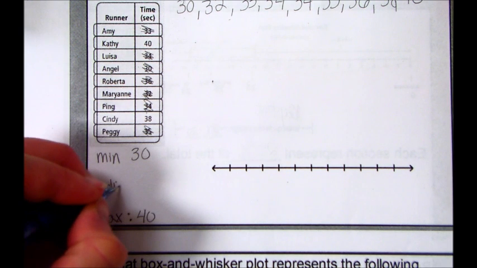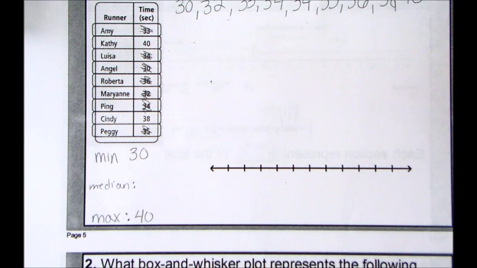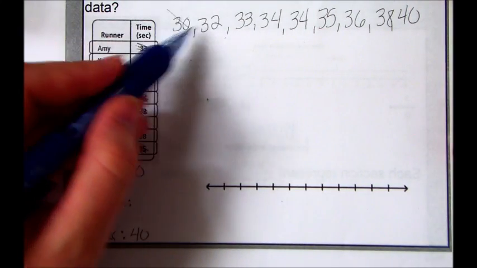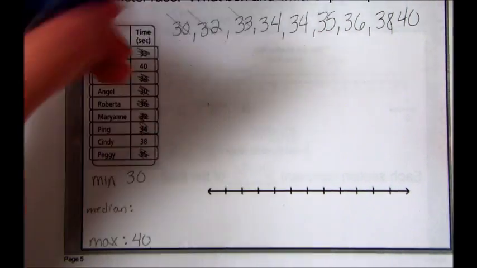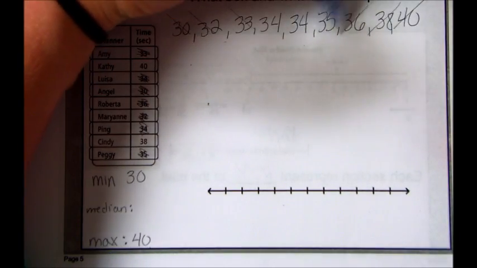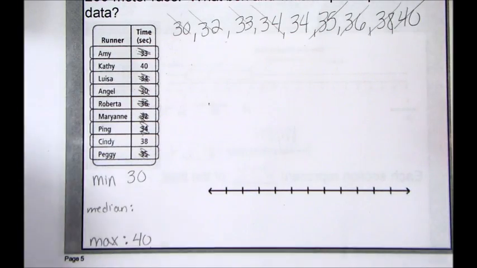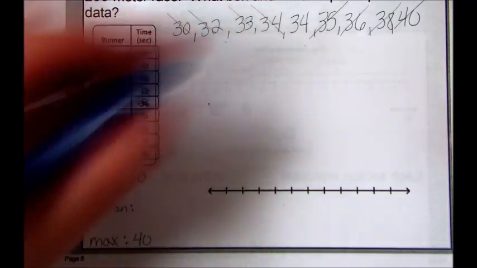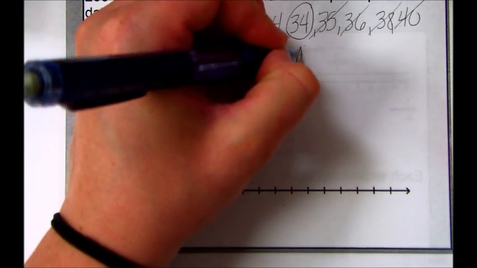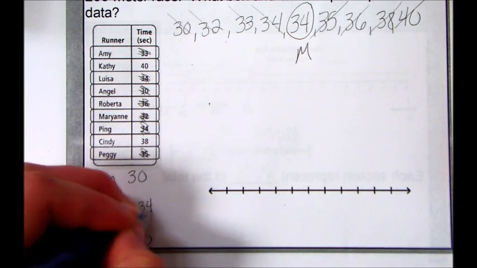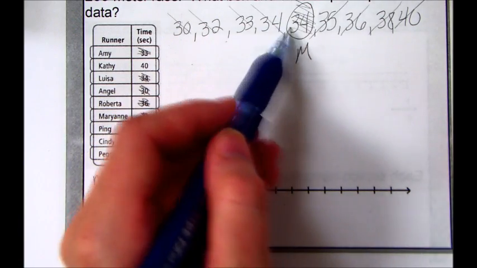Median. Find the median. Let's go into the middle. So I'll do 1, 2, 3, 1, 2, 3, and I see the middle number is 34. We can't touch that number again. So I'm going to mark it so I don't try to touch it again.